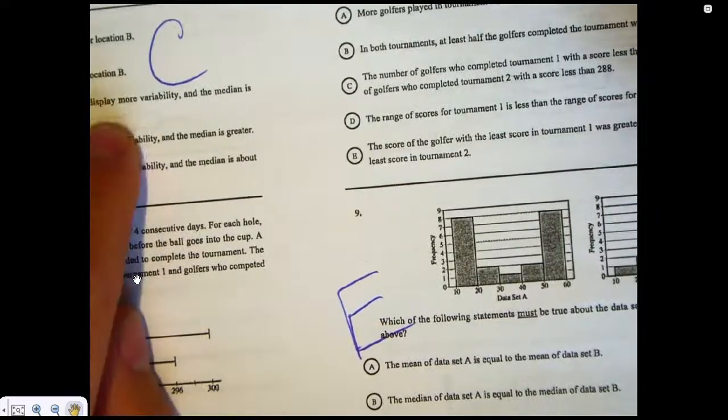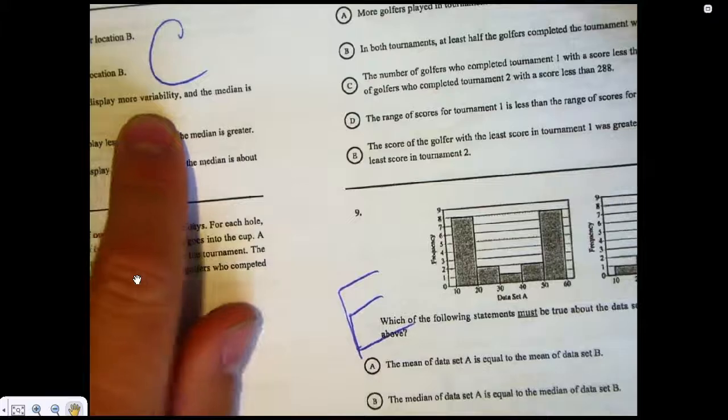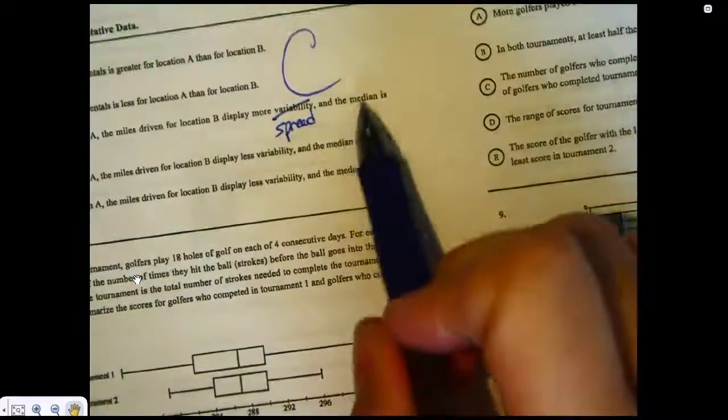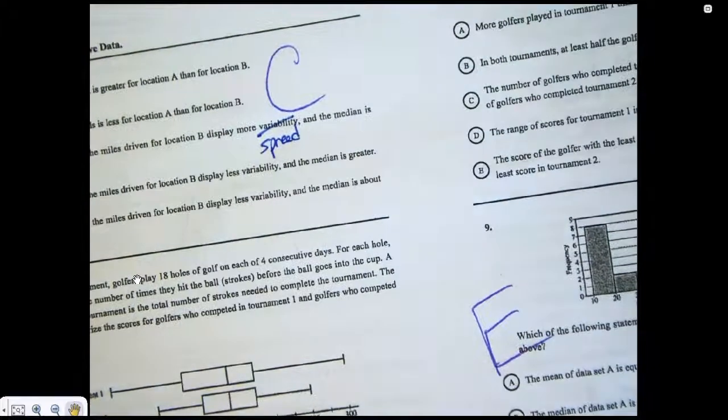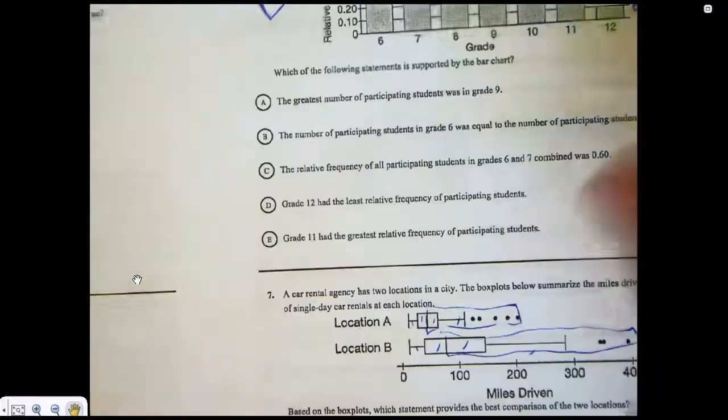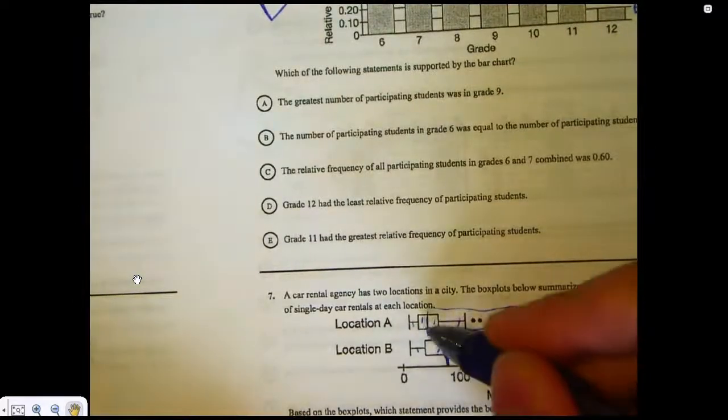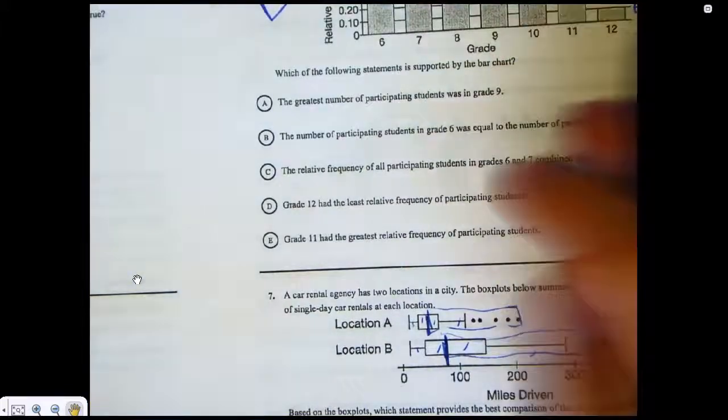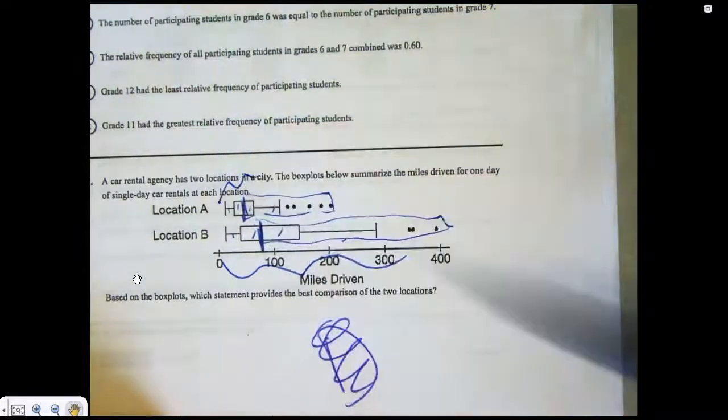So let's see what we got. So the answer is C. Compared with location A, the miles driven for location B display more variability. That means more spread. Spread out more. And the median is greater. So is the median greater for B? Yes, it is, because the median is there compared to there. And the variability is greater because that's a lot more spread out than that.